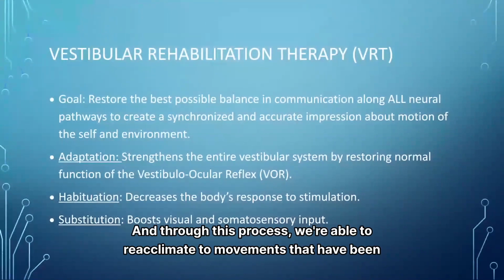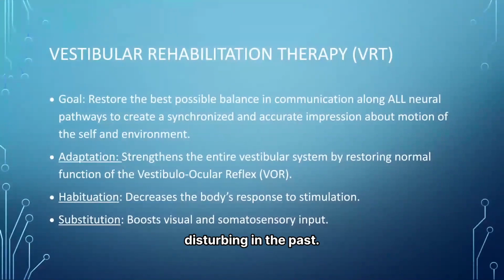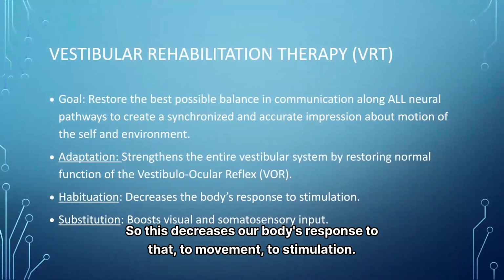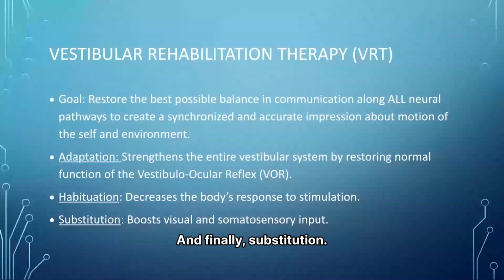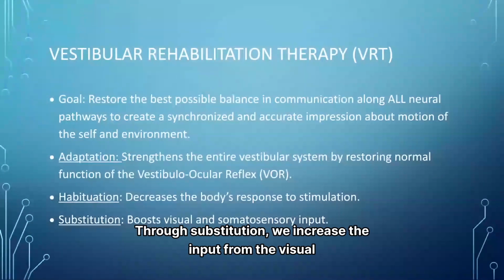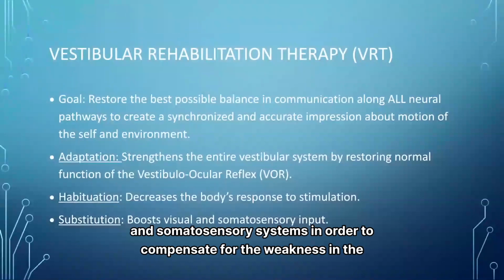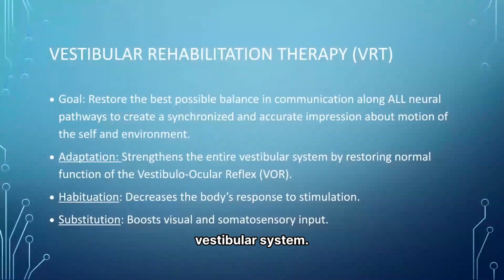The second process is habituation. And through this process, we're able to reacclimate to movements that have been disturbing in the past. So this decreases our body's response to movement, to stimulation. And finally, substitution. Through substitution, we increase the input from the visual and somatosensory systems in order to compensate for the weakness in the vestibular system.